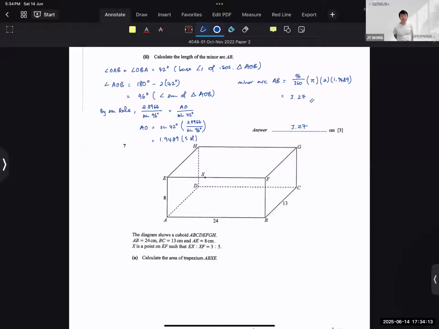Question 7. If you see something like this, you should suspect that this is generally speaking a Pythagoras theorem type of question. Pythagoras applied in a three-dimensional plane.